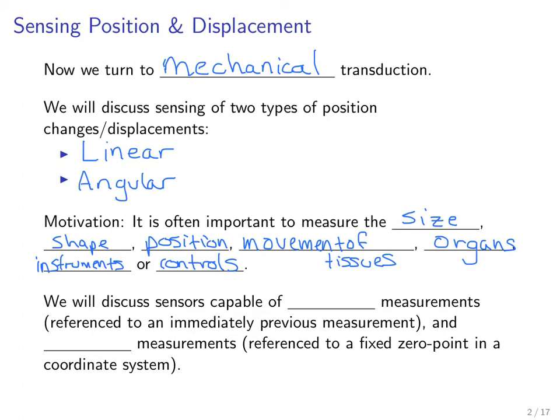And specifically, we will discuss sensors capable of relative measurements that are referenced to an immediately previous measurement. Right, so you don't necessarily know the absolute position or angle of something, but you know how far it's gone since we started measuring it. And we'll also look at methods for doing absolute measurements that'll be referenced to some fixed 0 point in a coordinate system. Like if we define some given rotation to be 0 degrees, we will look at ways to measure an absolute rotation from that point.